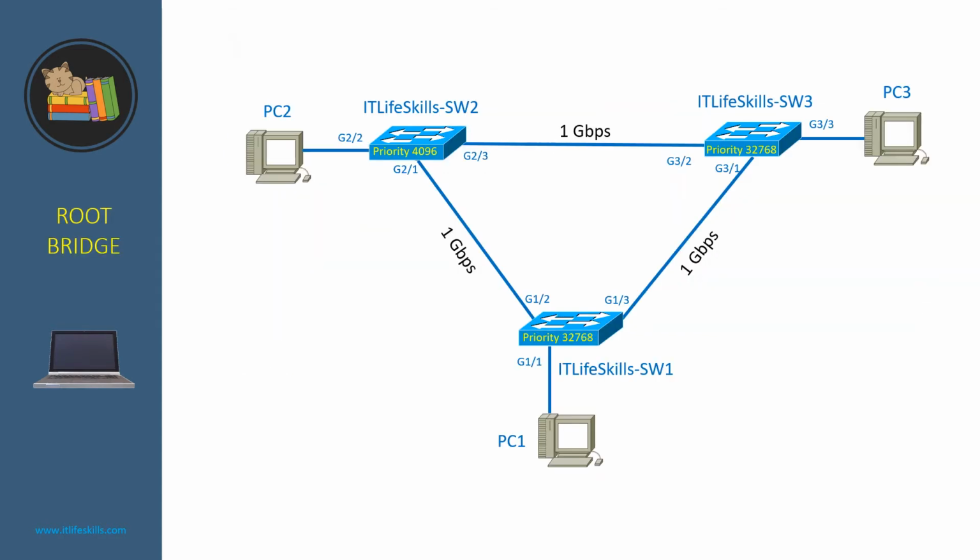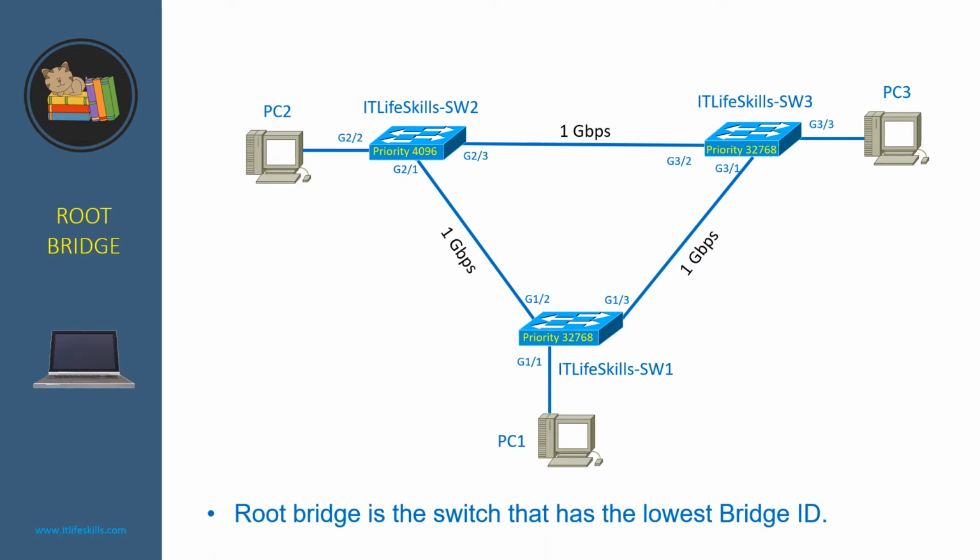The next concept in spanning tree protocol is the root bridge, or the root of a spanning tree. Root bridge is the switch that has the lowest bridge ID. In this network diagram, IT Life Skill Switch 2 has the lowest bridge priority, which means it has the lowest bridge ID. Therefore, it is the root bridge.